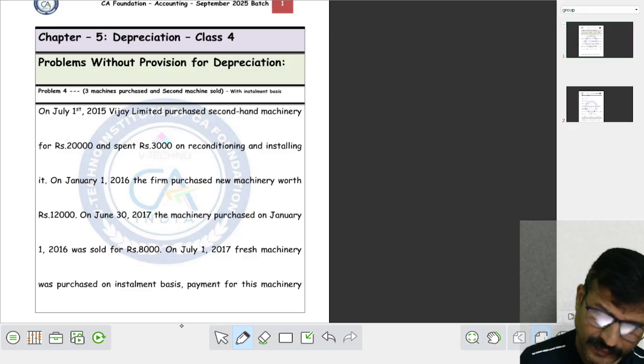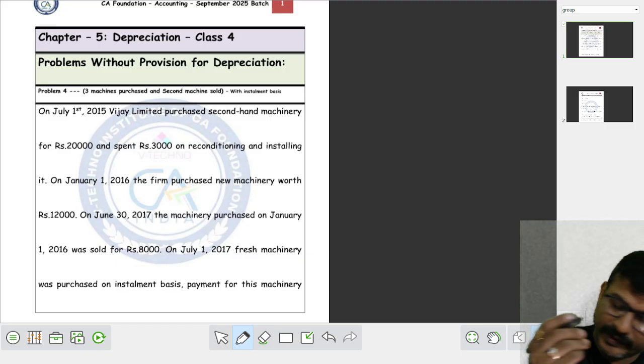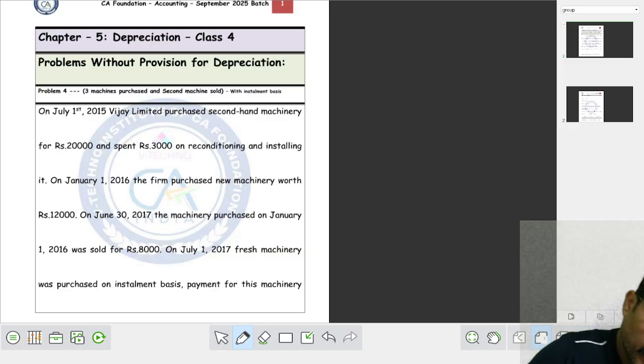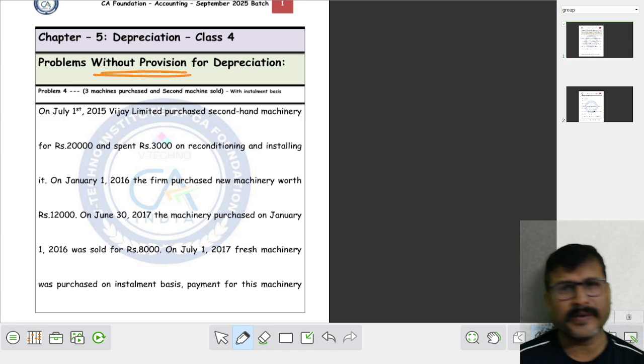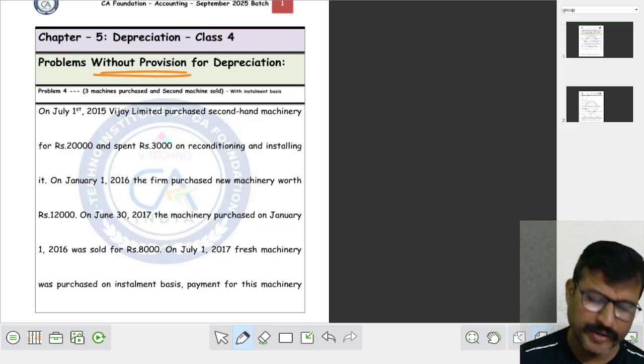See what happened in this particular problem. We are solving the problems on depreciation without provision for depreciation. Without provision for depreciation means we are not opening any provision for depreciation. Directly we are solving through machinery account.